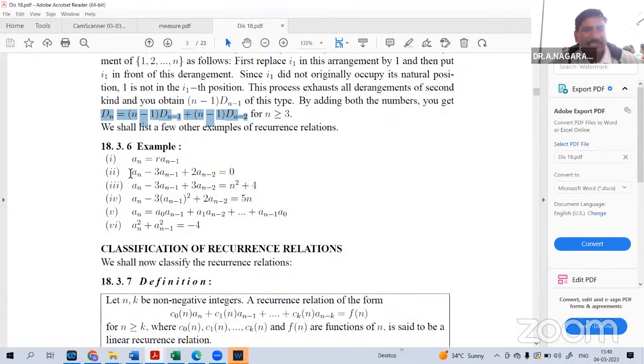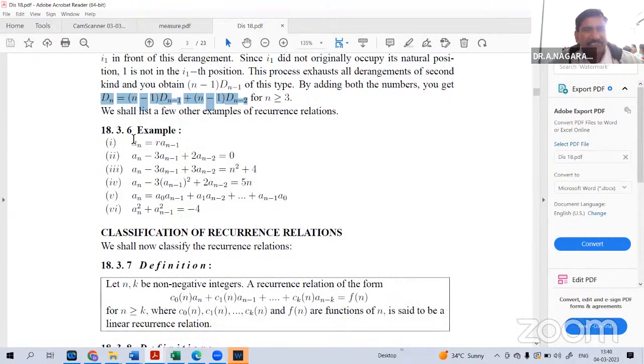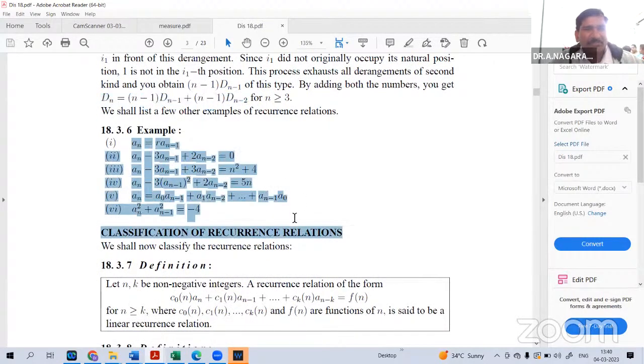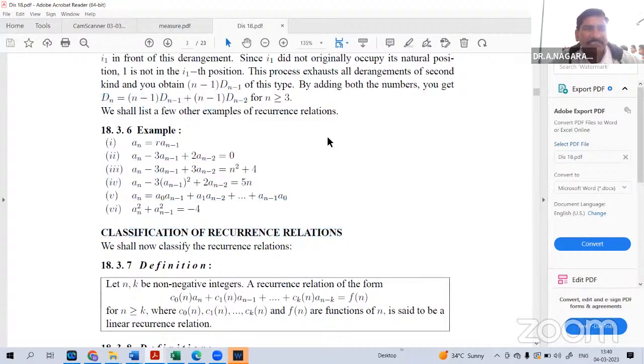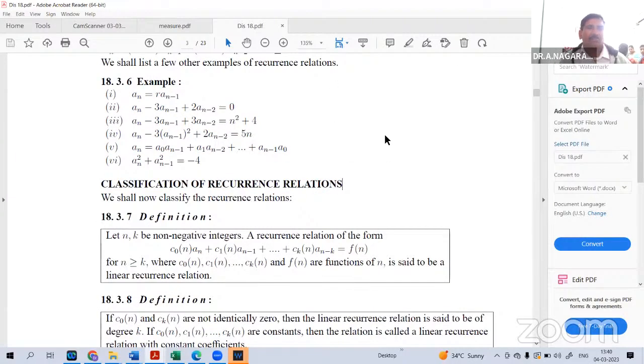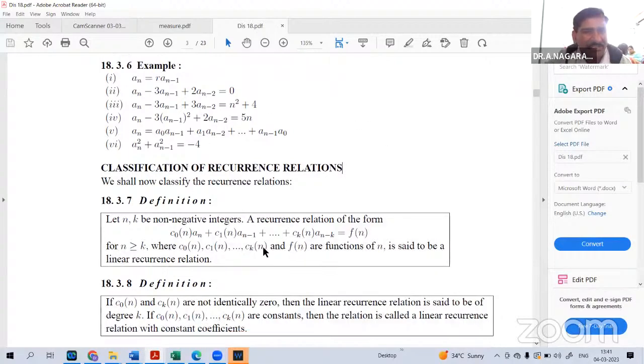Now all of these are examples of recurrence relations. Here we can see the examples. The first one is 18.3.6: An equal to R into An minus 1. The second is An minus 3 times An minus 1 plus 2 times An minus 2 equal to 0. The third is An minus 3 times An minus 1 plus 3 times An minus 2 equal to n square plus 4. And the fourth is An minus 3 times An minus 1 whole square plus 2 times An minus 2 equal to 5n. So this is a continuation of the recurrence relations.